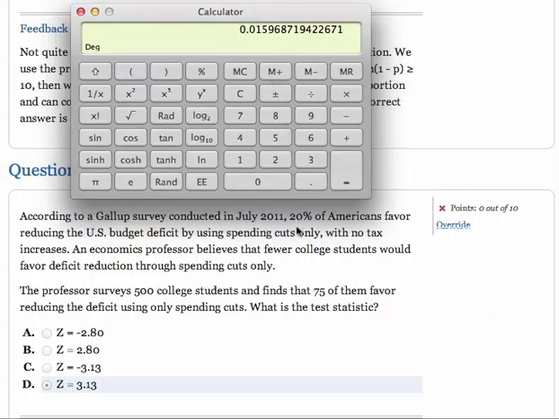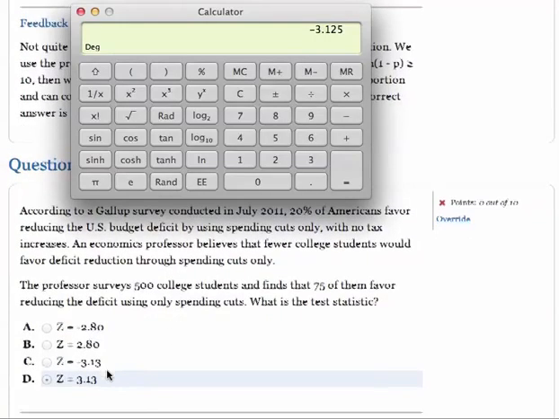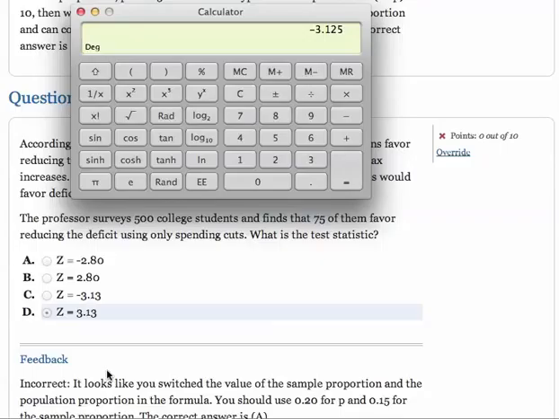So p-hat 0.15 minus p, which is 20%. I can do that in my head. 0.15 minus 0.20 is negative 0.5. So I want negative 0.5 divided by 0.016. Is that right? 0.05, I'm sorry. 15% from 20% is 0.05. Divide that, and it's going to be negative, divide that by 0.016. Negative 3.125. So the correct answer should be answer C, rounded to 2 decimal places.